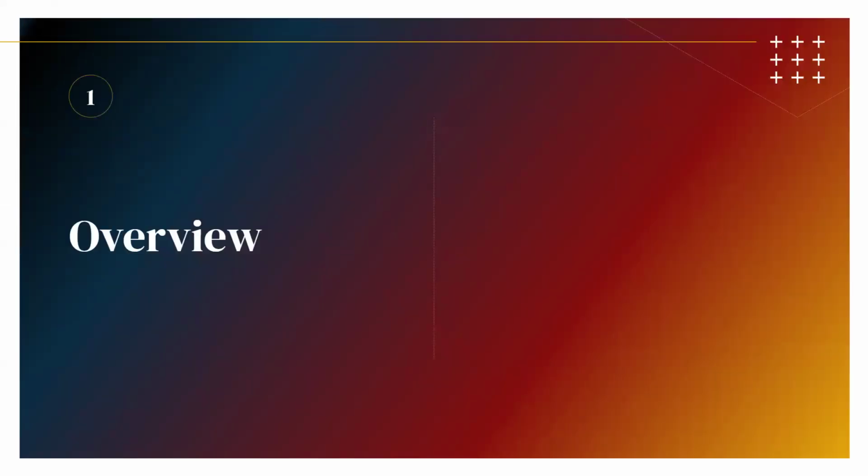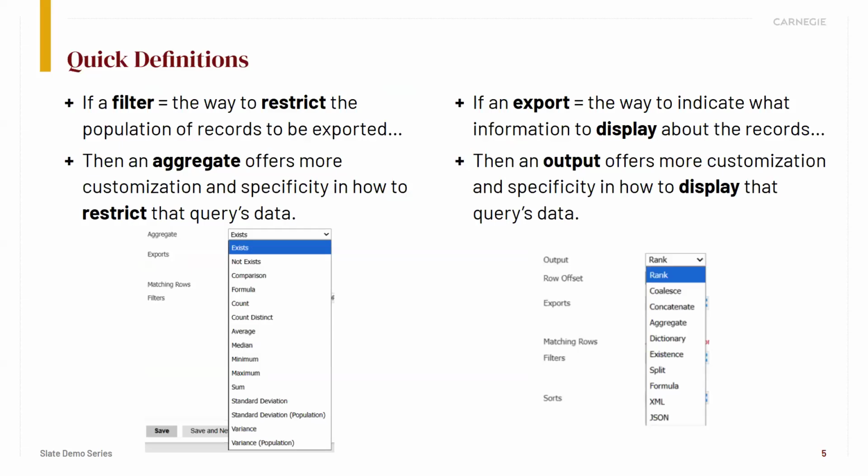So let us set some foundation. There's a lot we could talk about here. But at a pretty basic level, this is really riffing off of the concept of a filter and an export within a query. And that's the lens we're going to take today, is through queries. If a filter, we know, is the way to restrict what records we're going to be exporting, then an aggregate offers more customization and specificity in how we restrict.